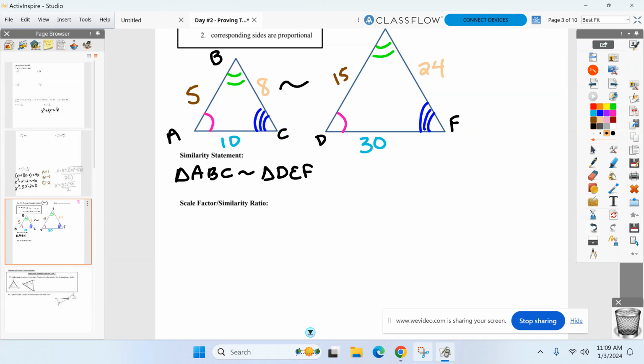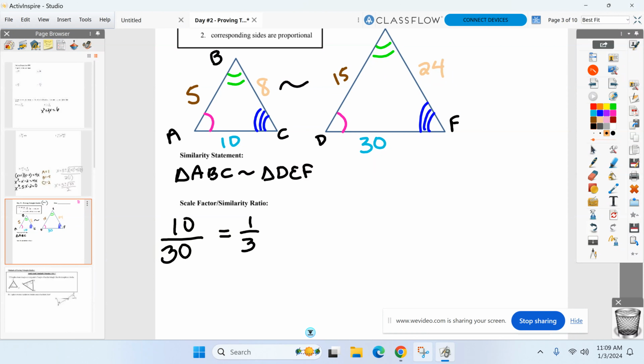And last thing, vocabulary term, scale factor, similarity ratio. That is the ratio the sides are in. All right, the ratio the corresponding sides are in. So for us, pick two sides that match up. I could go 10 and 30. I could go 5 and 15 or 8 and 24. Doesn't matter. I'll go 10 and 30. That could be a good scale factor or similarity ratio. Hey, you want to reduce it? Sure, reduce it. 1/3. Okay, I don't care if it's reduced or not.